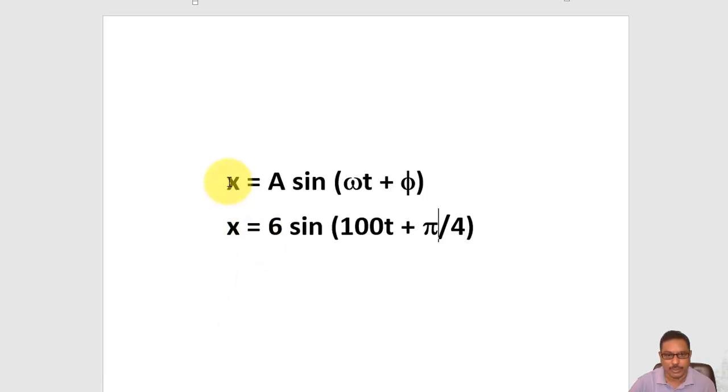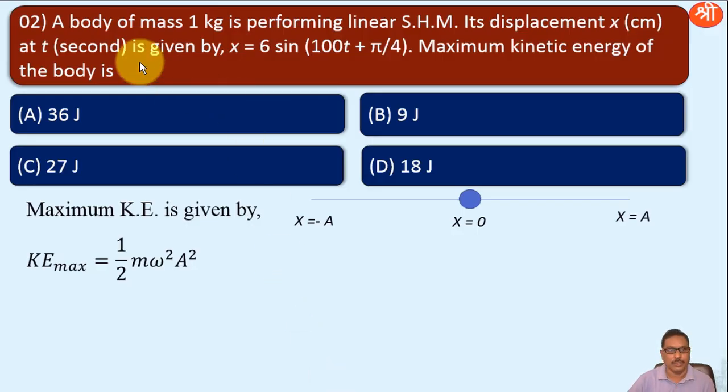If you compare the standard equation with the given equation, then you will get the value of a equal to 6. See here, omega, the angular velocity, is equal to 100, and phi is equal to pi by 4. Here we require only amplitude, omega and mass. And what about mass? Mass is given here, a body of mass 1 kg performing linear SHM.